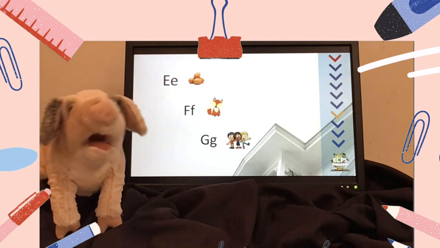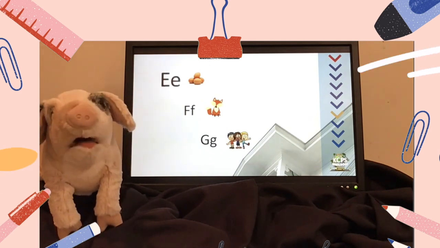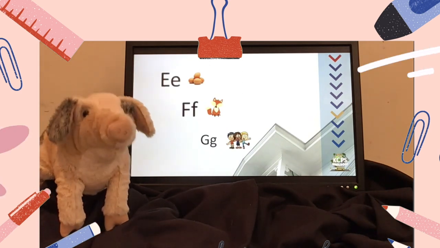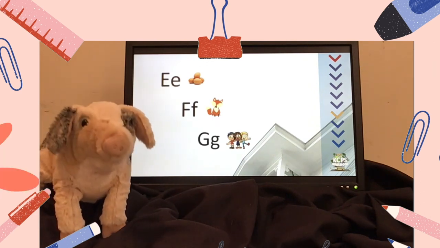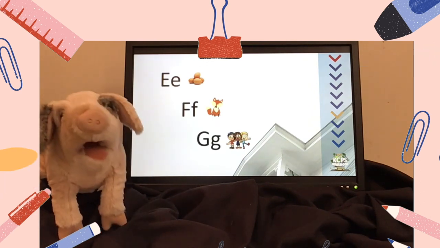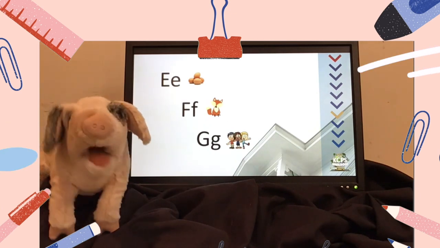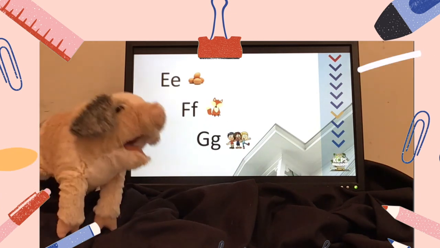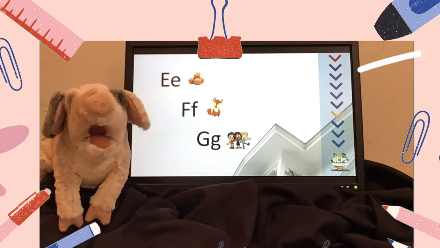E says eh like egg. F says f like fox. G says g like girl. Let's say them again. E, F, G.